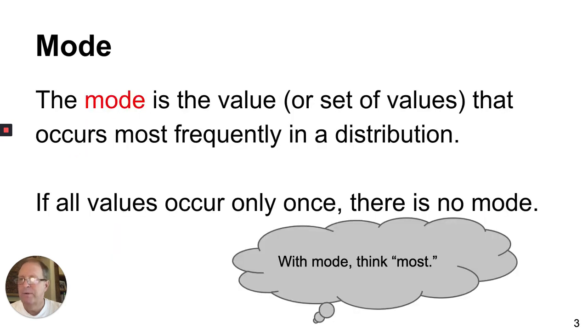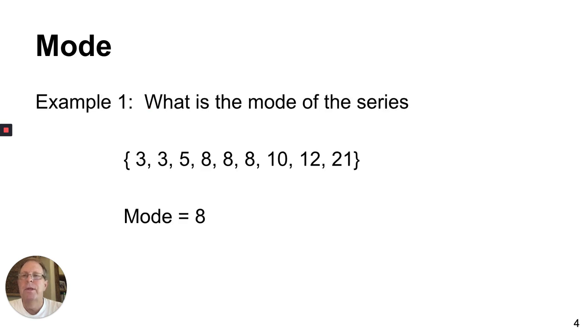The mode, let's talk first about the mode. Mode is the value or set of values that occurs most frequently in a distribution. If all values occur only once, there is no mode. With mode, think most. Most. We're trying to find the value that occurs most often, most frequently. So in this set right here, what is the mode? Well, I have 3 8s in that distribution, so the mode is 8.